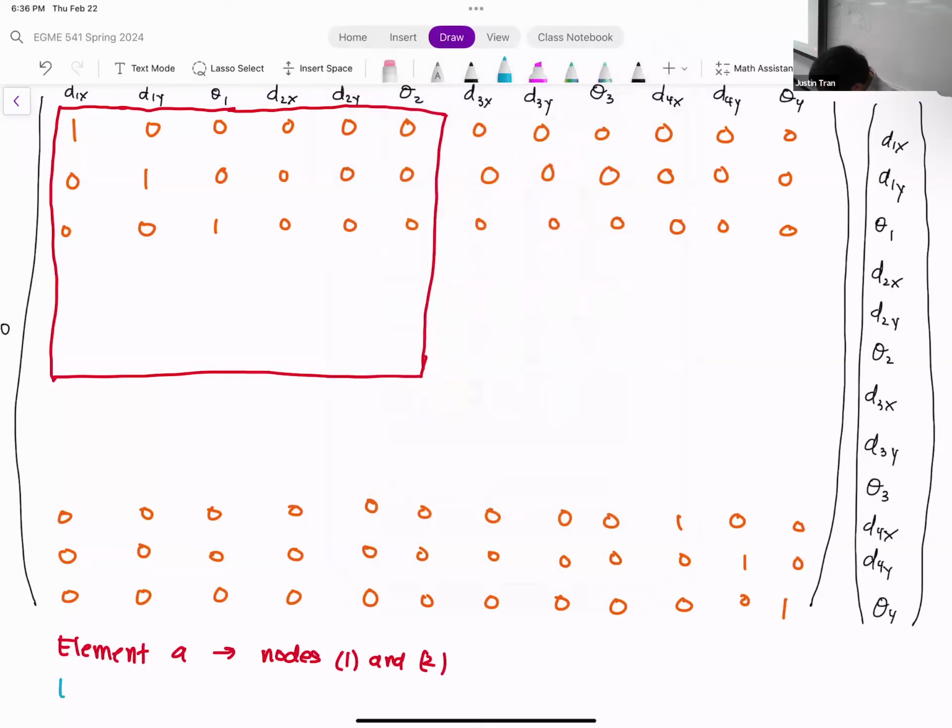Next, we have element B. So element B is nodes 2 and 3. Okay. So that's everything with node 2, everything with node 3. Okay, with all of these columns here.